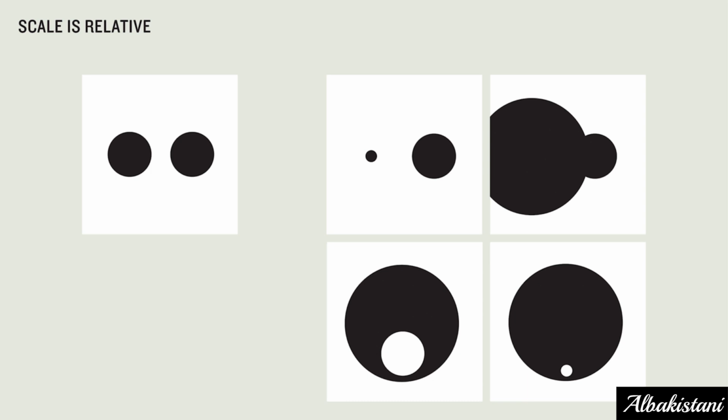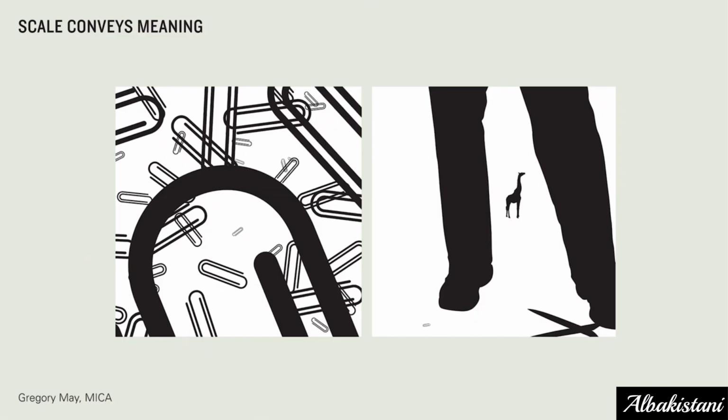How big is a circle in relation to other circles? How big is it in relation to the page? What's its relationship to the human body? Scale conveys meaning. Here, large objects appear to be closer and small objects appear to be farther away.